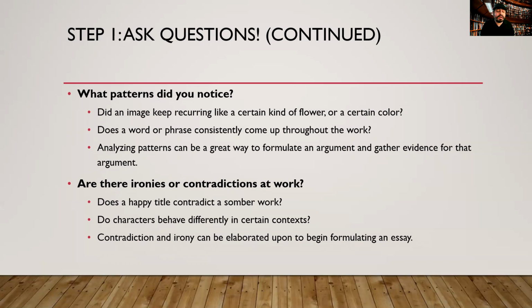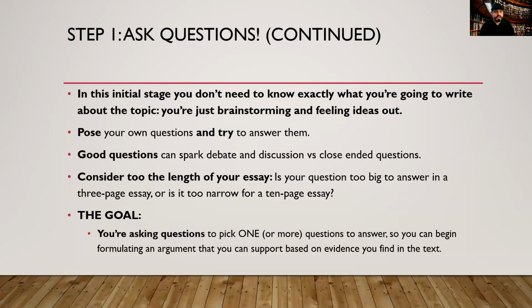Another kind of question to ask yourself is, are there ironies or contradictions at work? So like, does a work have a very happy title, but the actual work itself is really depressing and sad? There's an intention to that, and you could follow that thread to say something particular about why this contrast exists, or do certain characters behave differently in certain contexts, contrary to their nature? You might explore that contradiction to see what that says, what that author was trying to say in terms of the overall work and themes of the story. And again, these can be elaborated upon to formulate that essay.